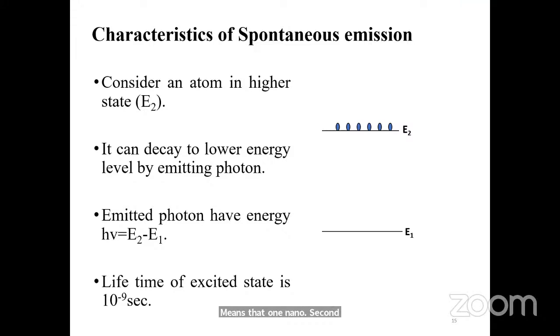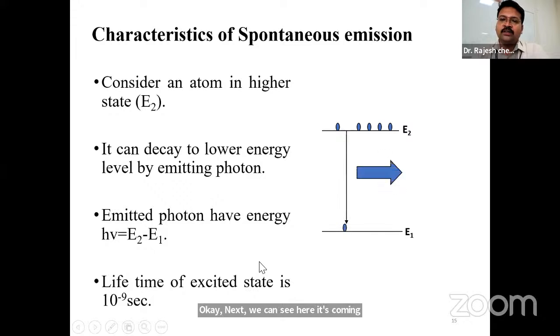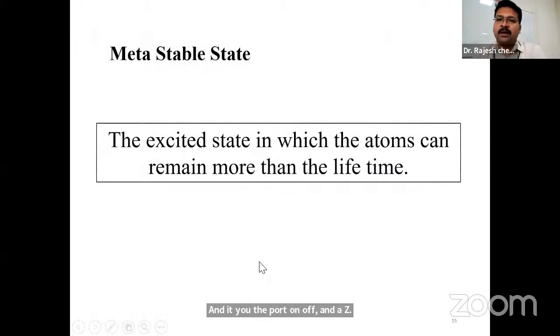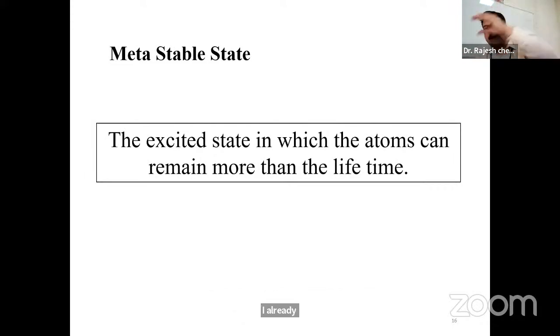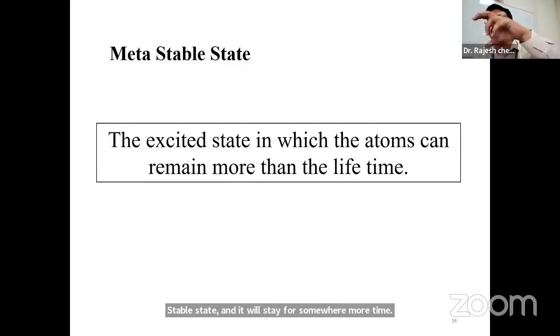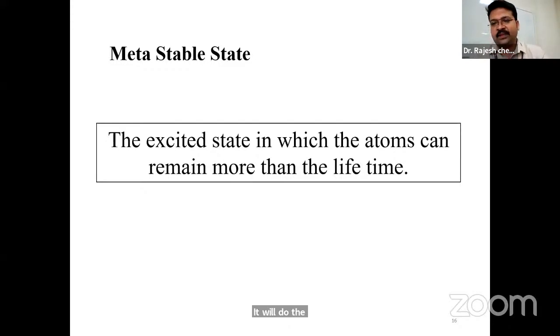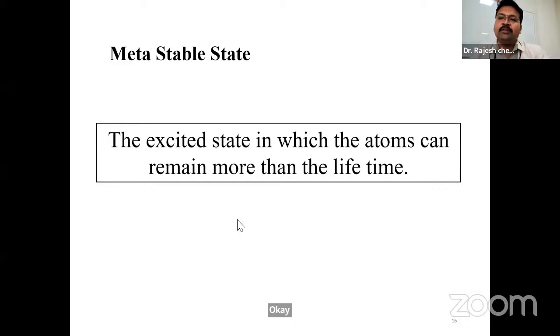Yes, sir. Okay, next we can see here it's coming one by one and coming back to its original state and it will give a photon of energy. Now, what is meant by metastable state? I already showed in the previous figure: after the excited state, it comes back to the metastable state and stays for some more time. It will give phosphorescence, meaning the energy of the photon will be very low. So this has a longer lifetime.